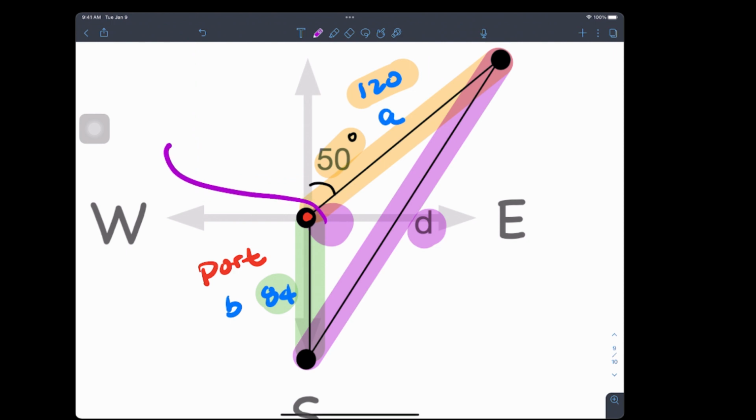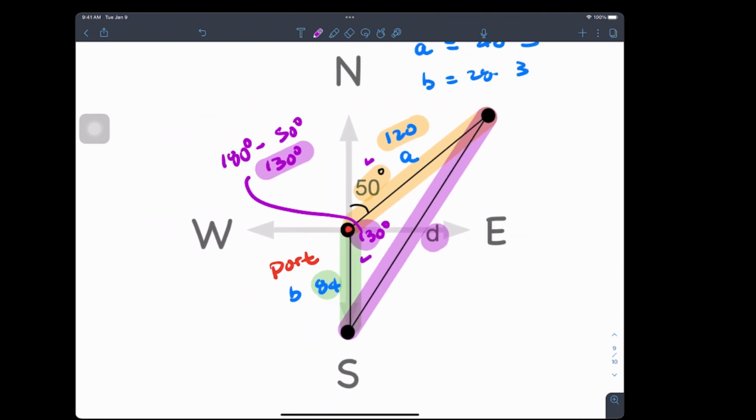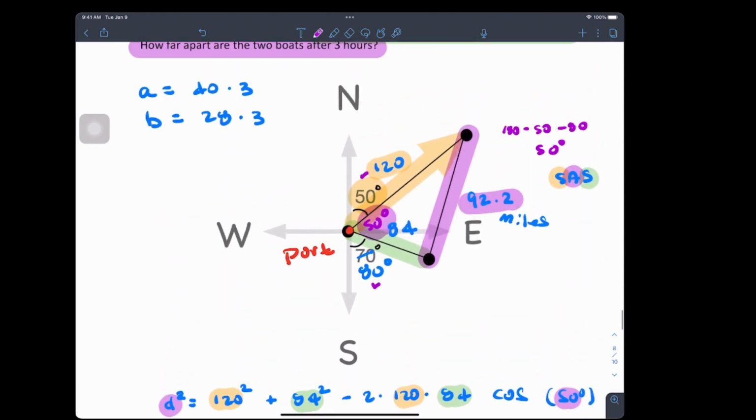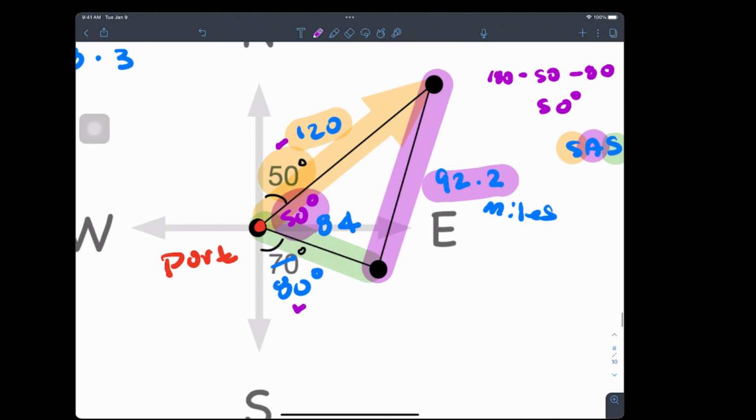How do you get this angle? What do you guys notice? Don't this angle and this angle form a straight angle? So what is that? 180 minus 50 degrees. What does that give you? 130. So this angle now, and that's really the essence of what I wanted to do for people, is illustrate that by changing one direction of one boat, going simply due south, to compare and contrast with the prior example.